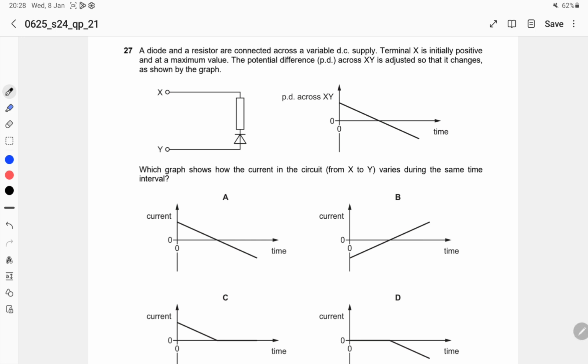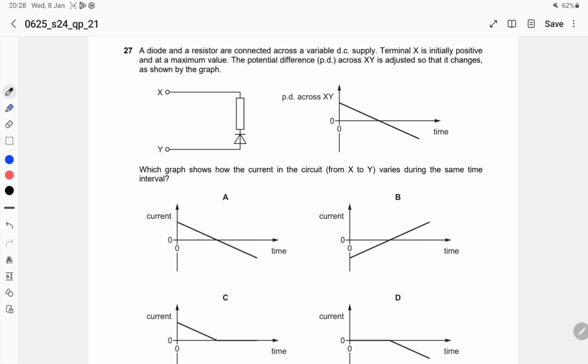Perfect. Terminal X is positive and at maximum value, which means terminal Y is negatively charged. The PD is adjusted, and so on. Which graph shows how the current in the circuit varies during the same time interval?